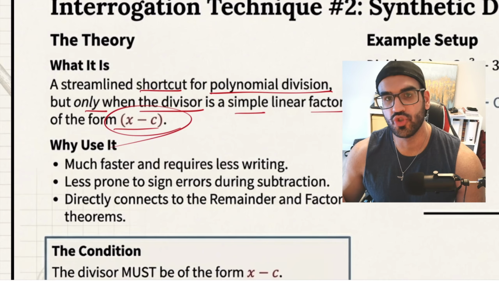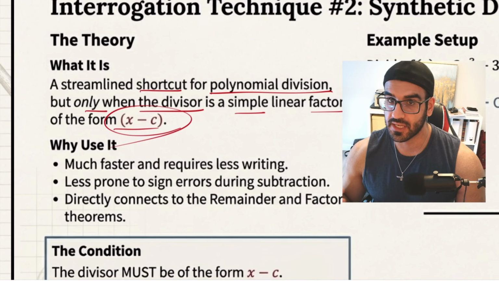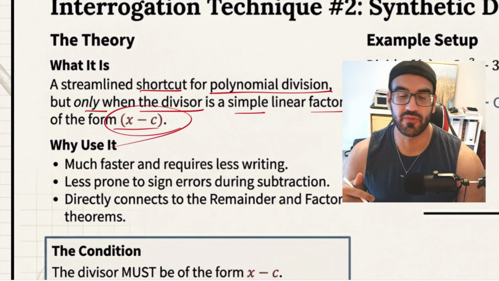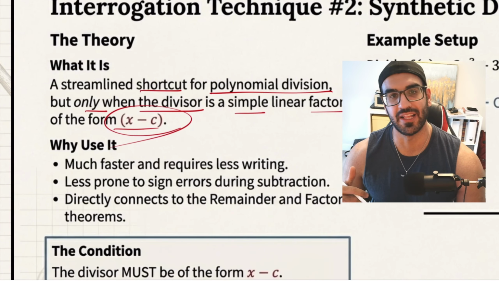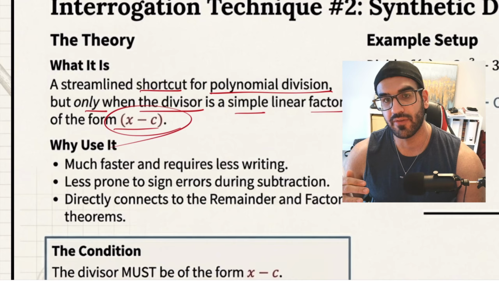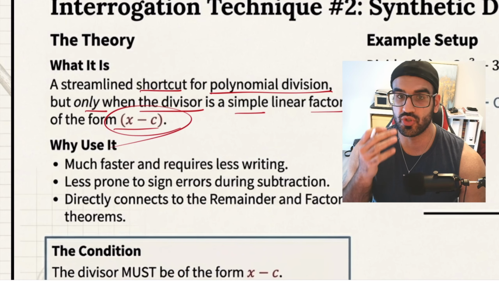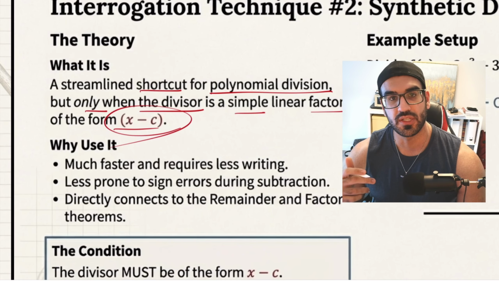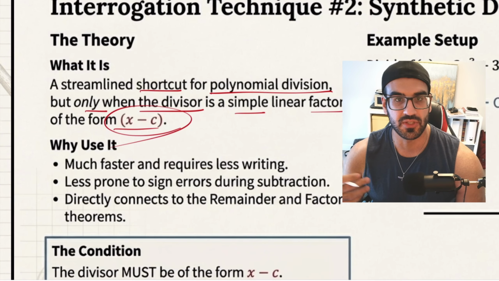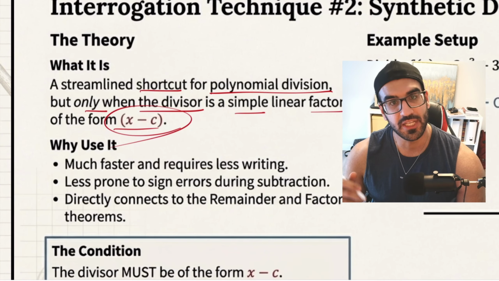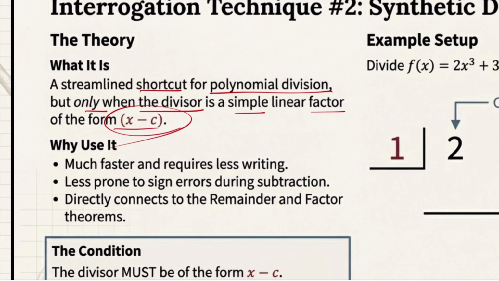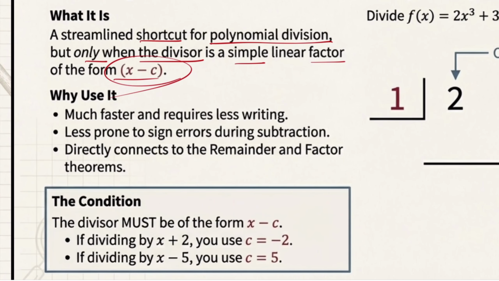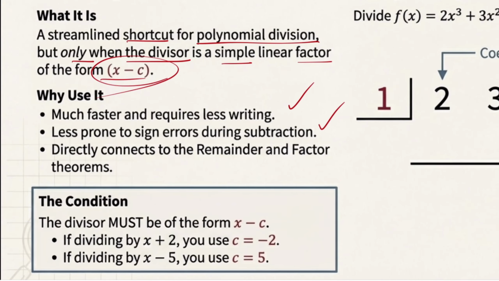But right now I'm going to show you a way that, by exception, and most of the time at this level of algebra, if the number I'm dividing by is just a linear factor with a power of 1, I can use this technique or trick. Why are we trying to use that? We are trying to be faster, it is less prone to sign errors, and it directly connects us to the remainder and factor problems.